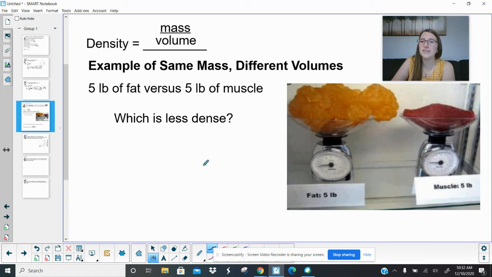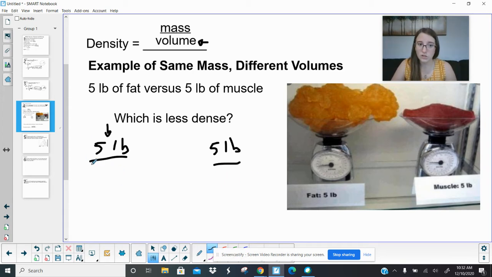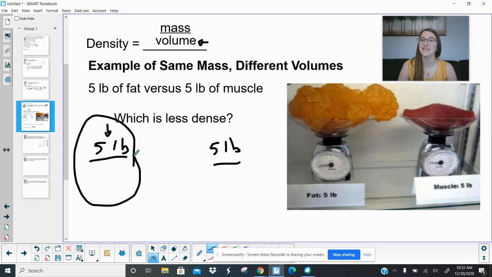So, which of these would we consider to be less dense? They weigh the same, but fat has a greater volume. So that's on the bottom. So we would be dividing for fat. We'd have, again, 5 pounds in each case. But we would be dividing by a bigger number for fat. It would have a greater volume. Muscle would have a smaller volume. So if we divide by a bigger number here, that means fat is going to be less dense.